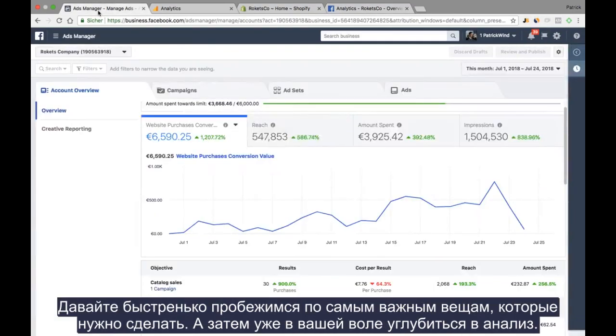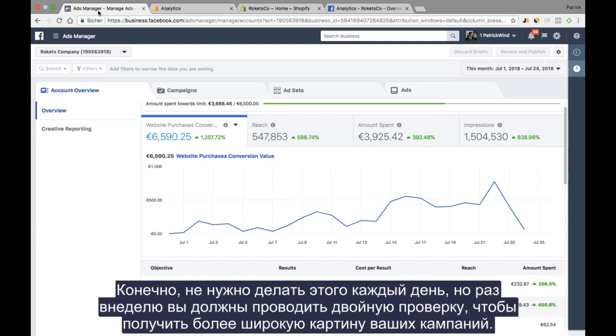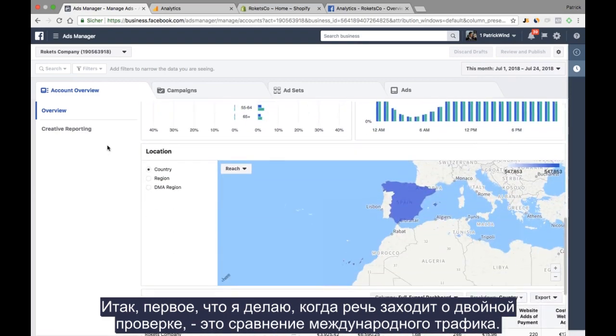And now let me just walk you quickly through the most important things that you want to do, and then of course it's up to you how deep you go into the detail of the analysis, but it's just important that you include it also in your weekly optimization. So it's not important to do it every single day, but at least on a weekly basis you should definitely do it in order to also get the big picture and see what's really going on with your campaigns.